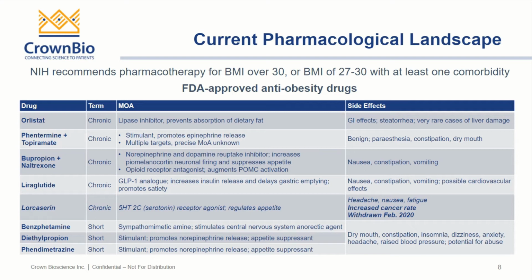The NIH recommends pharmacotherapy for patients with a BMI over 30 or for patients with a BMI of 27 to 30 who suffer at least one comorbidity. The FDA has currently approved 4 medications for long-term weight loss. A 5th, lorcaserin, was recently voluntarily withdrawn from American markets by Eisai Incorporated after a post-marketing clinical trial determined a modest but significant increase in cancer rates in the lorcaserin treatment groups.